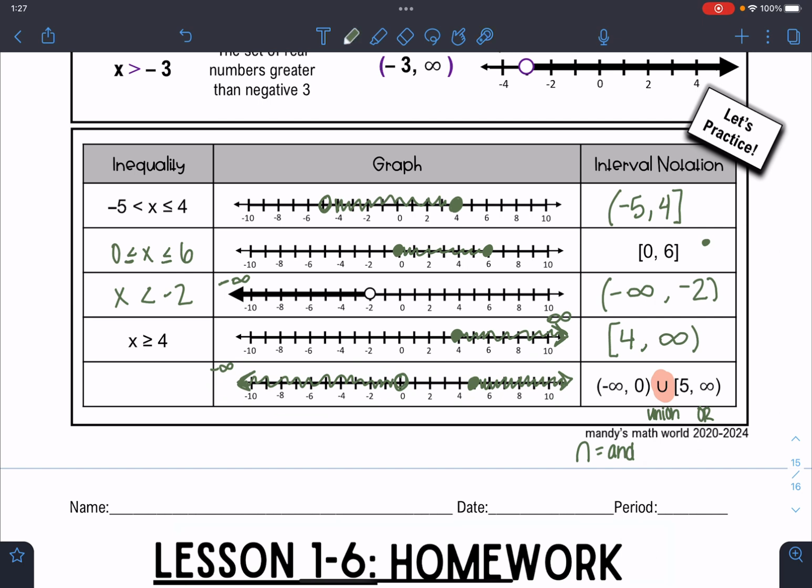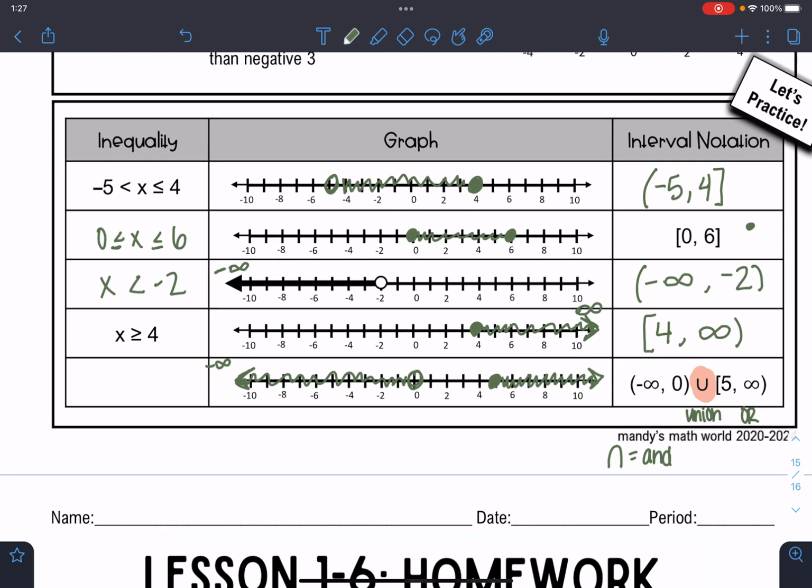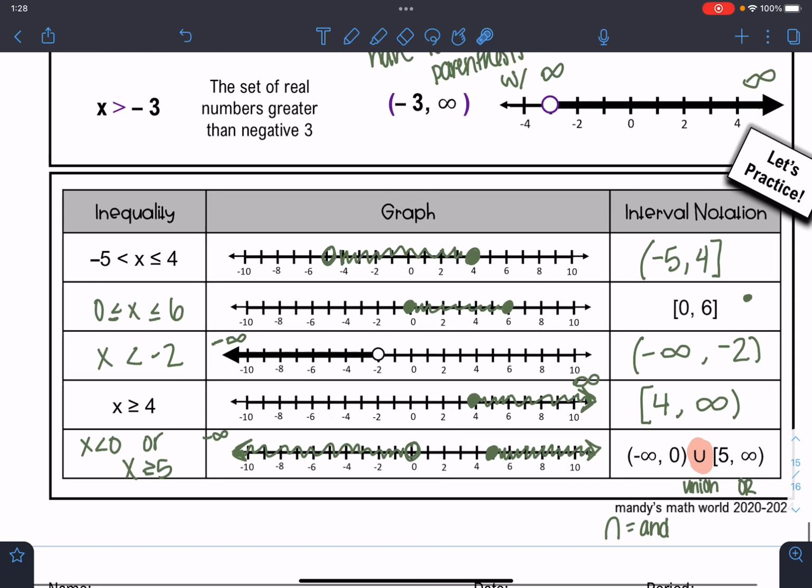So now we just want to write that as an inequality. So we are going to say that x is going to be less than 0, right? X is going to be less than 0 because we're shading to the left, so that's your less than sign. Or, because it's that or problem, x is greater than or equal to 5 because we're shading to the right, closed circle. Okay, so that's about it.